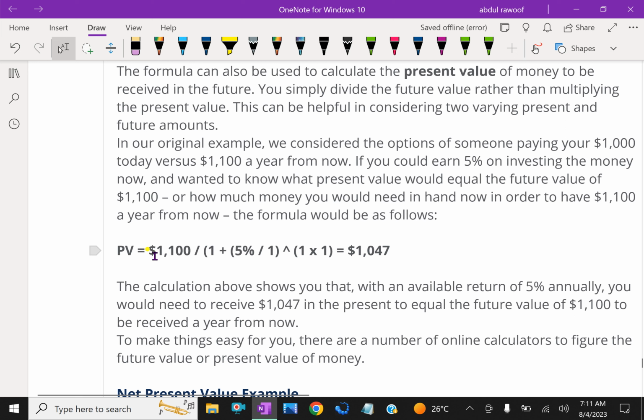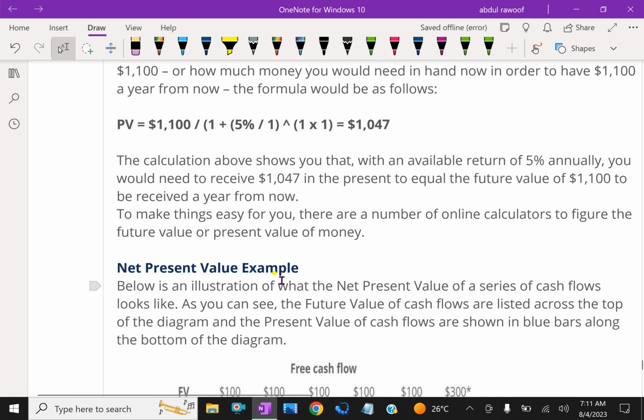So the present value of 1,100 is 1,047. The calculation above shows you that with an available return of 5% annually, you would need to receive 1,047 in the present to equal the future value of 1,100 to be received a year from now. To make things easy for you, there are a number of calculators online.